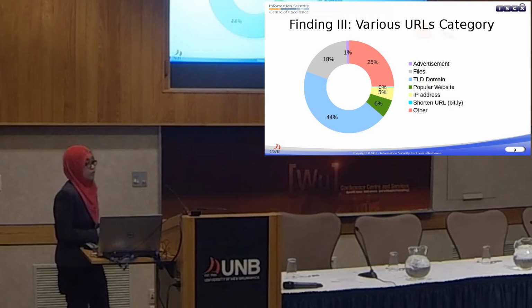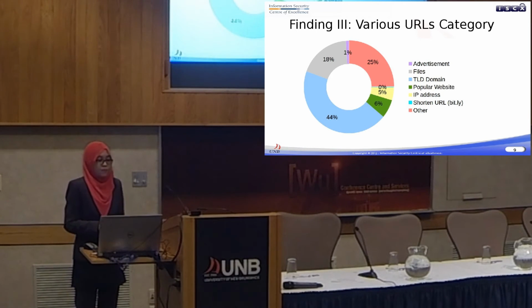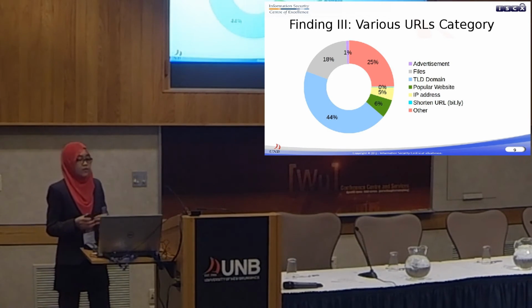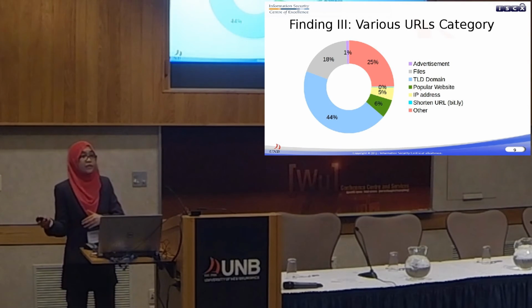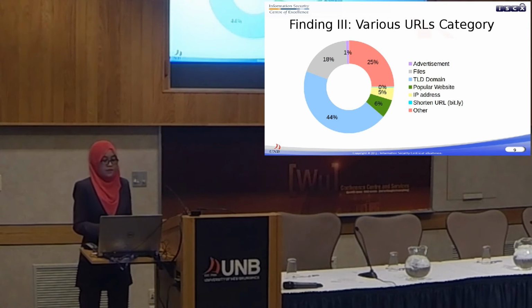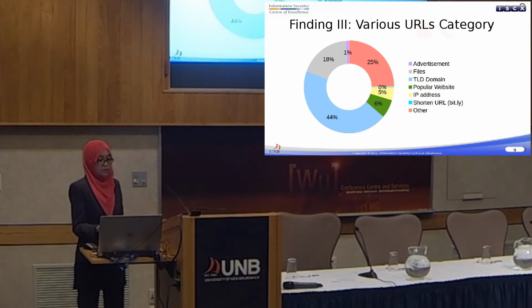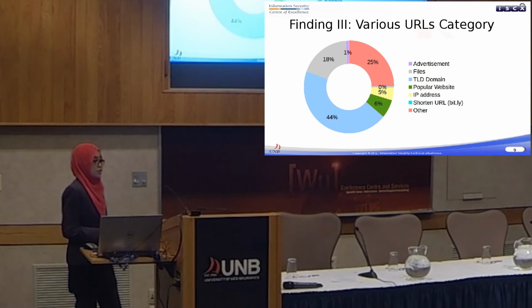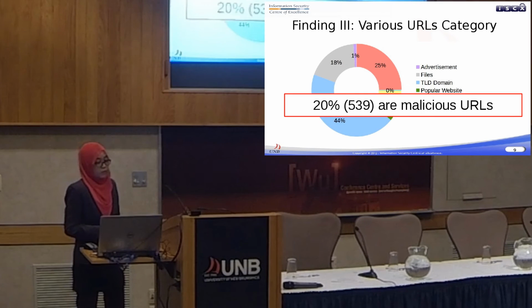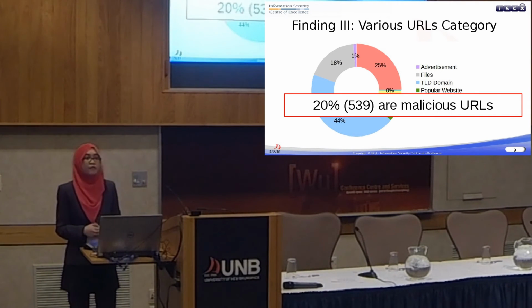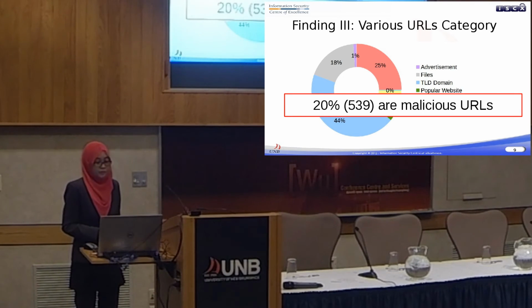The second finding is on the URLs category. We categorize the URLs into several categories, such as URLs that contain files, because you know that in some of the propagation methods that they use, they try to redirect to the links. The second one is files, the LD domain, and popular websites such as Facebook and Twitter. Based on the URLs, we found 20% of them are considered malicious URLs. This is like 1/5 of the total URLs that we have collected.